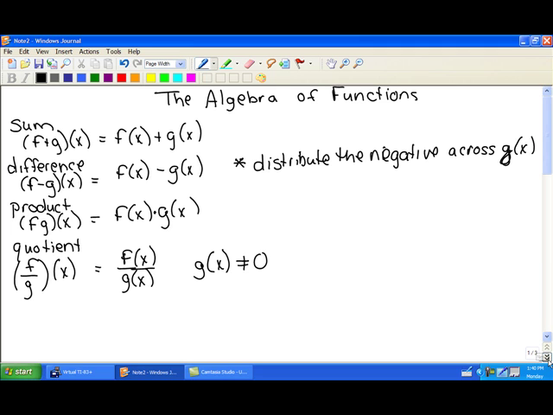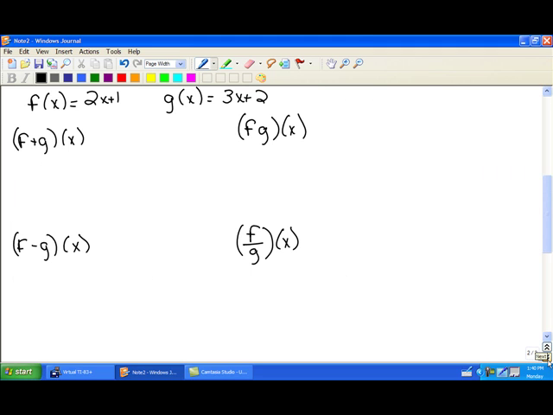Let's look at some examples of this. If we have f of x equaling 2x plus 1 and g of x equaling 3x plus 2, if we're asked to do f plus g of x, that's just our new notation for take the f of x function and add the g of x function to it.